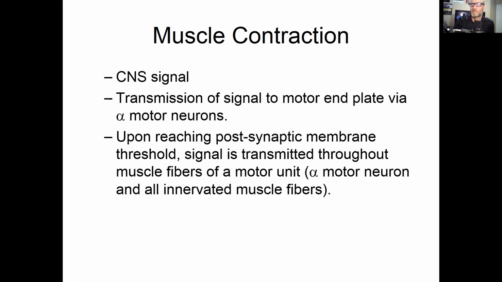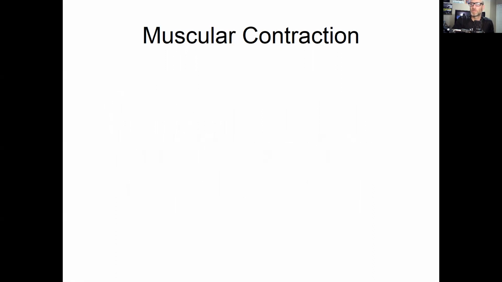But upon reaching the postsynaptic membrane threshold, a signal is transmitted throughout the muscle fibers of the motor unit. And remember, a motor unit is the alpha motor neuron and all the innervated muscle fibers. Remember, muscle fiber is muscle cell. So a motor neuron can innervate many muscle fibers, or a few. If we're looking at dexterity, how the fingers work, there's going to be a lower number of muscle fibers per motor unit. But if we're looking at big muscles like the rectus femoris, the quadriceps, the vastus lateralis, the gastroc, and the gluteus, those are going to have lots of muscle fibers per motor unit. So motor unit is the nerve and all the muscle fibers that it innervates.